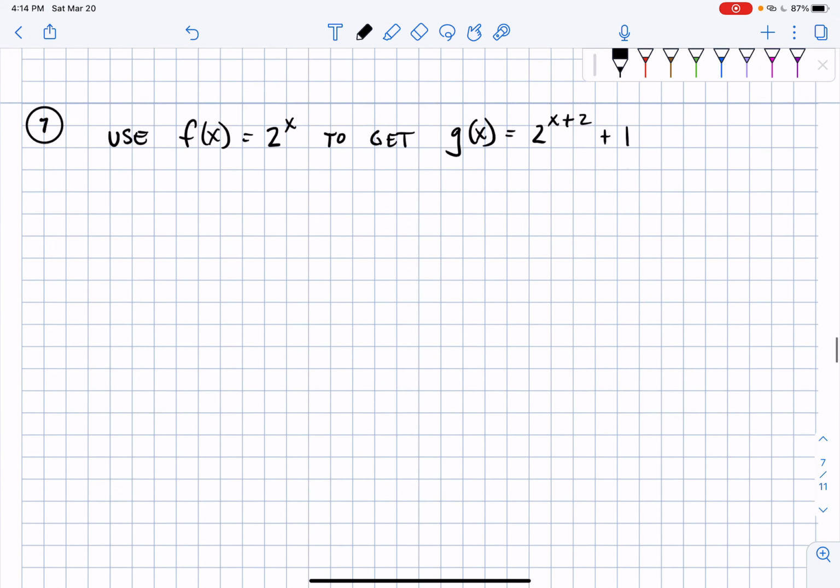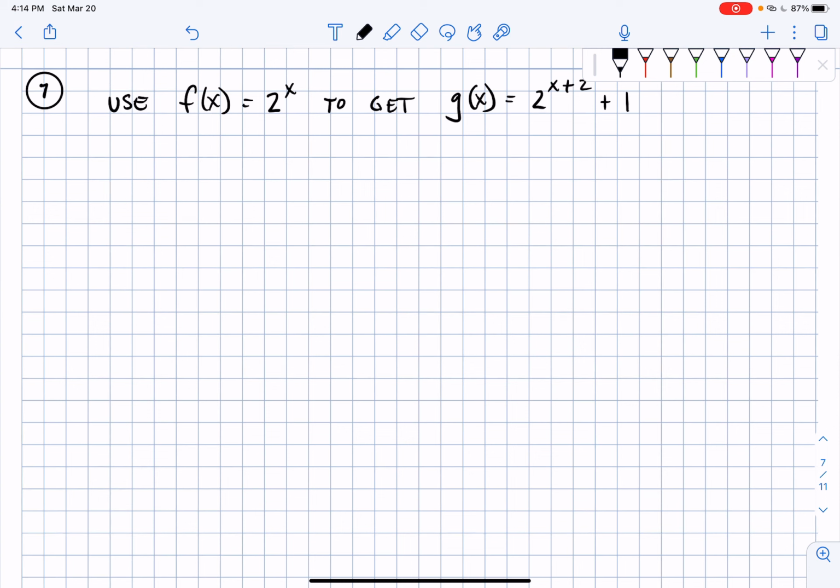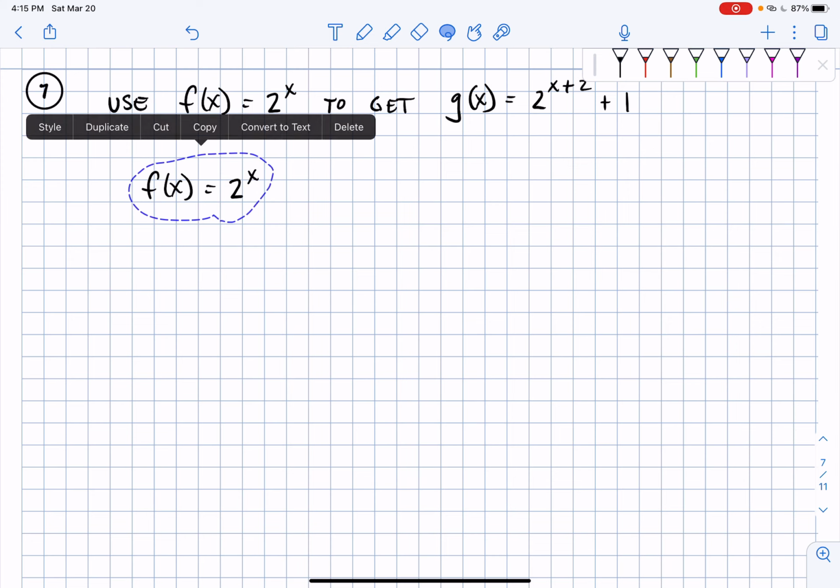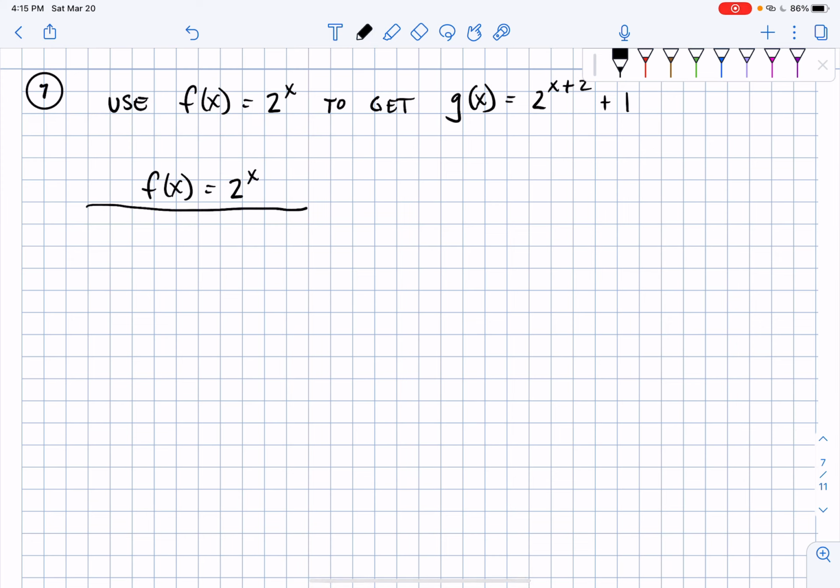Number 7. Let's look at number 7. It wants me to graph 2 to the x and get g of x, which is 2 raised to the x plus 2, plus 1. So it's more of a transformation. If I take this right here, let's duplicate it, bring it down, and make a table. We won't need too many points, pun intended. Here's x and y.